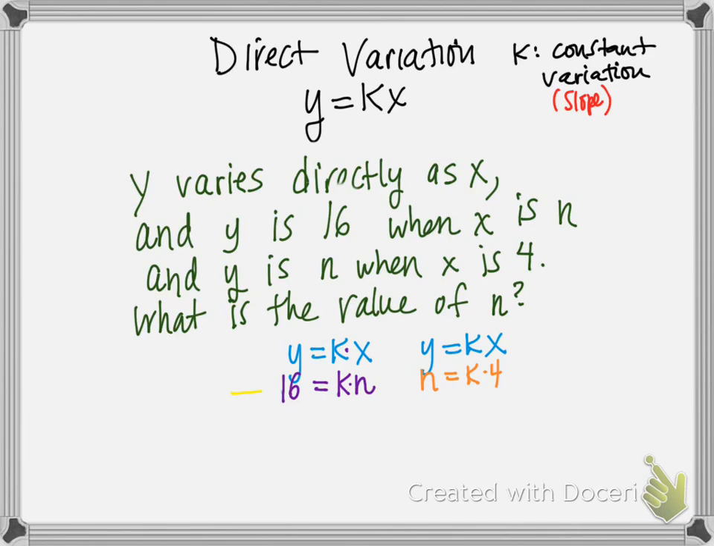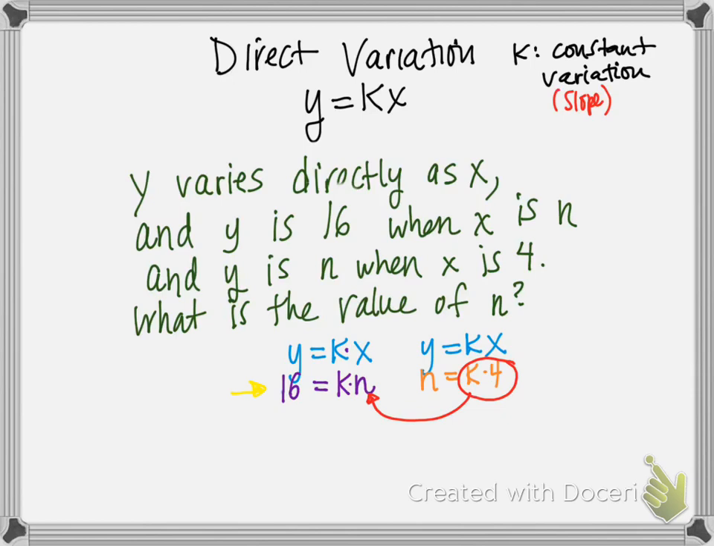So we're going to start with this equation here. Notice that in order to solve for n, you can't do it because there are two different variables, the n and the k. So we're going to have to use the other equation we wrote. I know that n is equal to k times 4, so I could plug that in right here for n, because n is the same as k times 4.